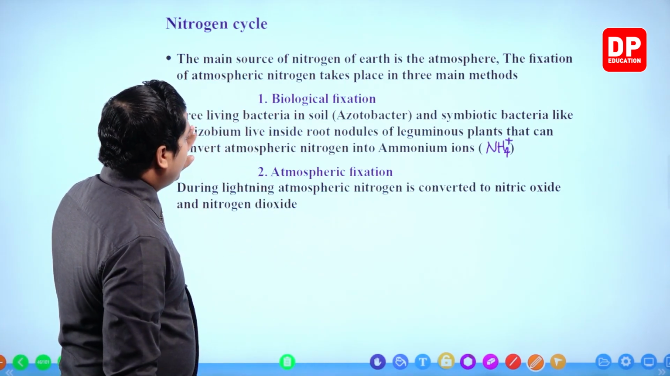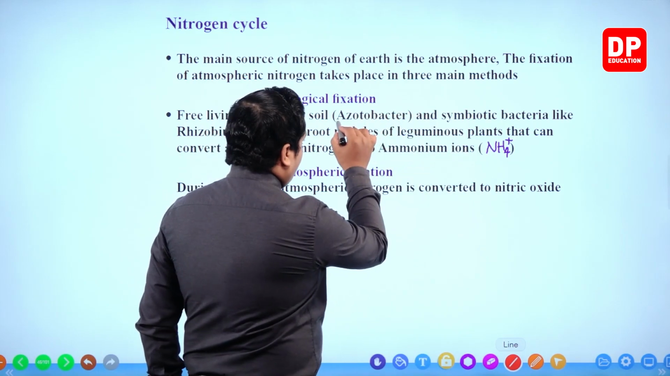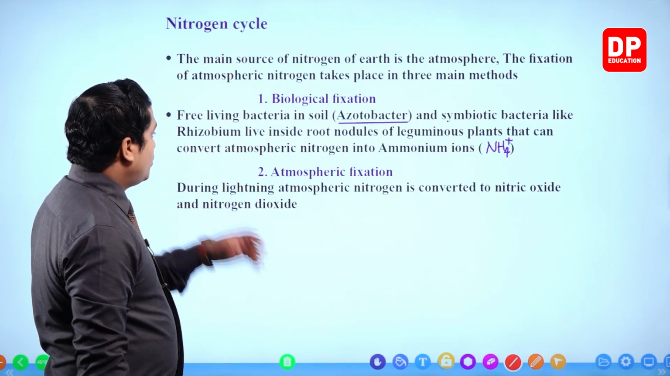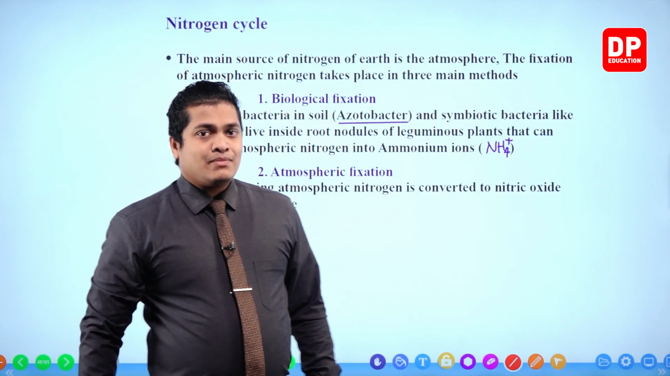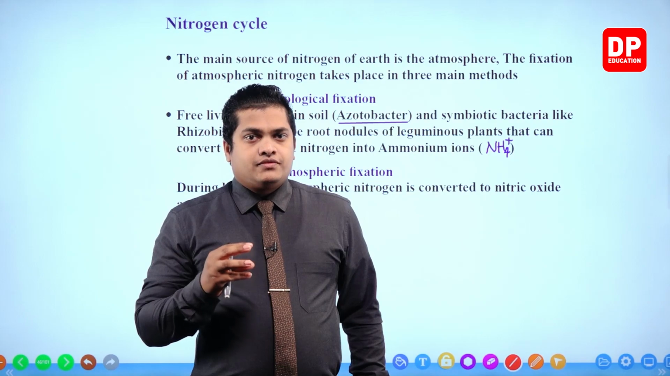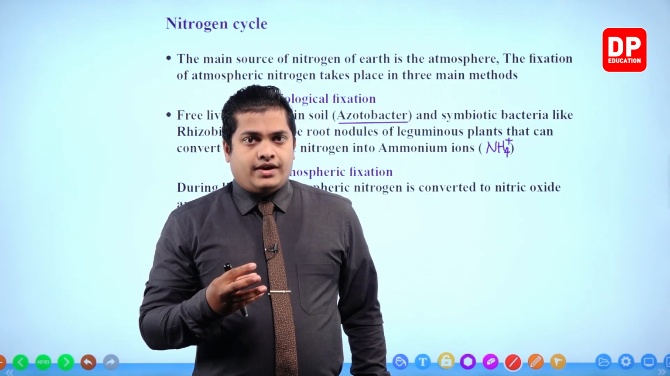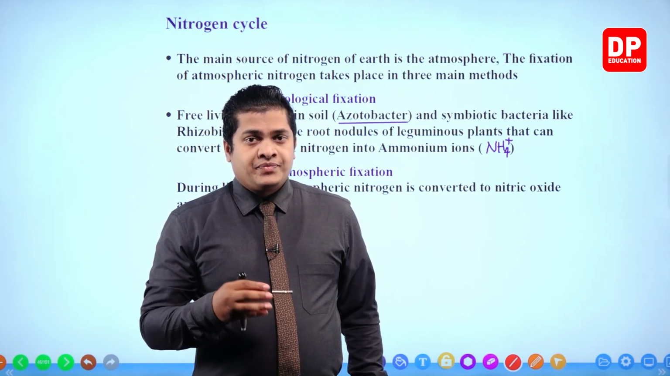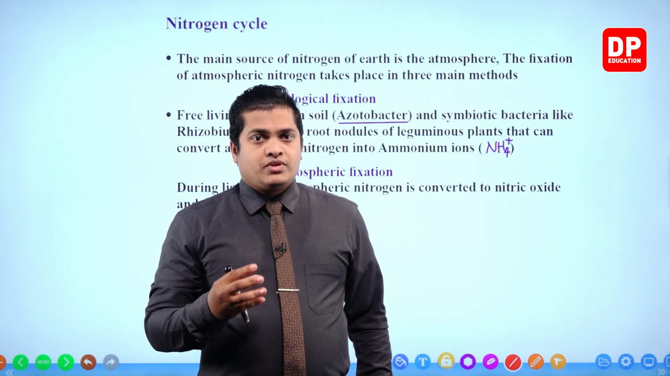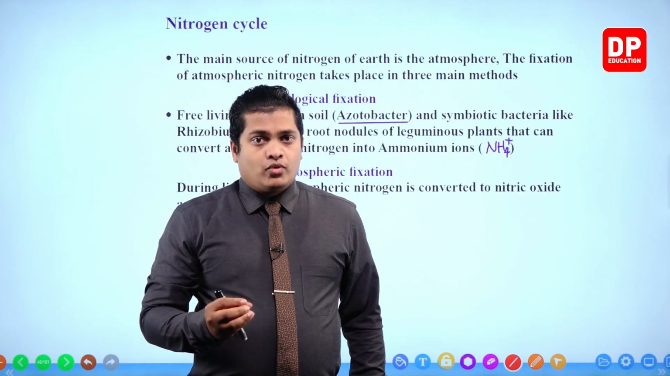Here it is given free living bacteria in soil. There are free living bacteria in our soil called Azotobacter, and symbiotic bacteria like rhizobium. Rhizobium is a symbiotic bacteria, meaning it creates a certain kind of structure within plants, especially in root nodules. These rhizobium bacteria can convert nitrogen into ammonium compounds.